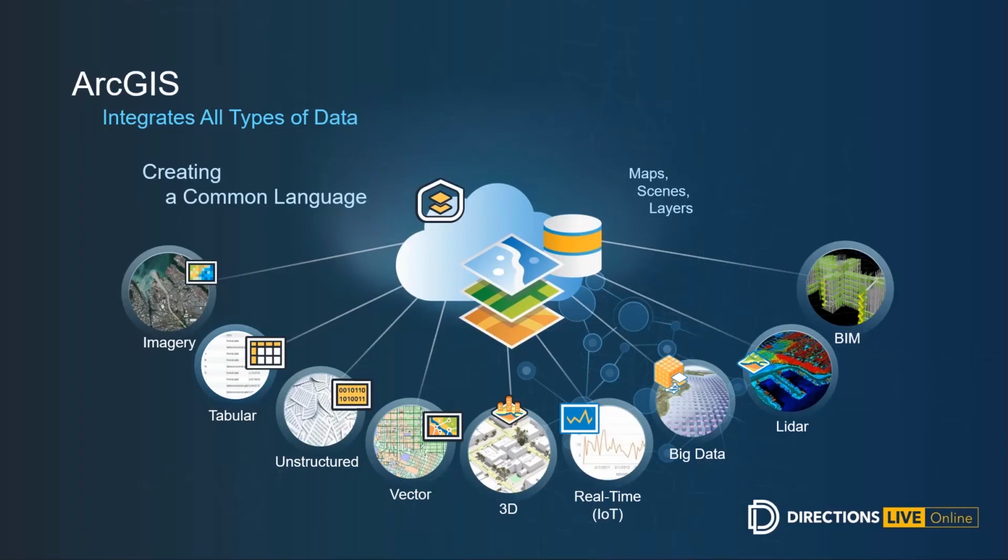So to add on, ArcGIS is able to manage and integrate all types of spatial reference data. Not only the vector data you saw just now in the area statement solution, but it covers imagery that you can acquire from drone or satellite, tabular data, unstructured data from documents and text, 3D data, real-time IoT data from sensors, big data, LiDAR, and BIM data.